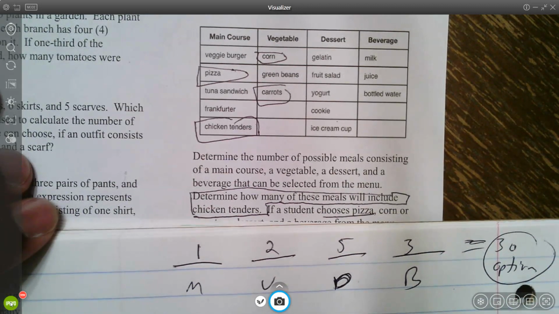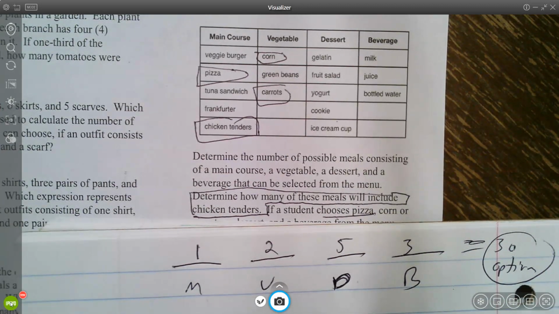for that question. Anyway, that's the fundamental counting principle. I hope you figure out that that's not that hard to do. That's all I have. Good luck.